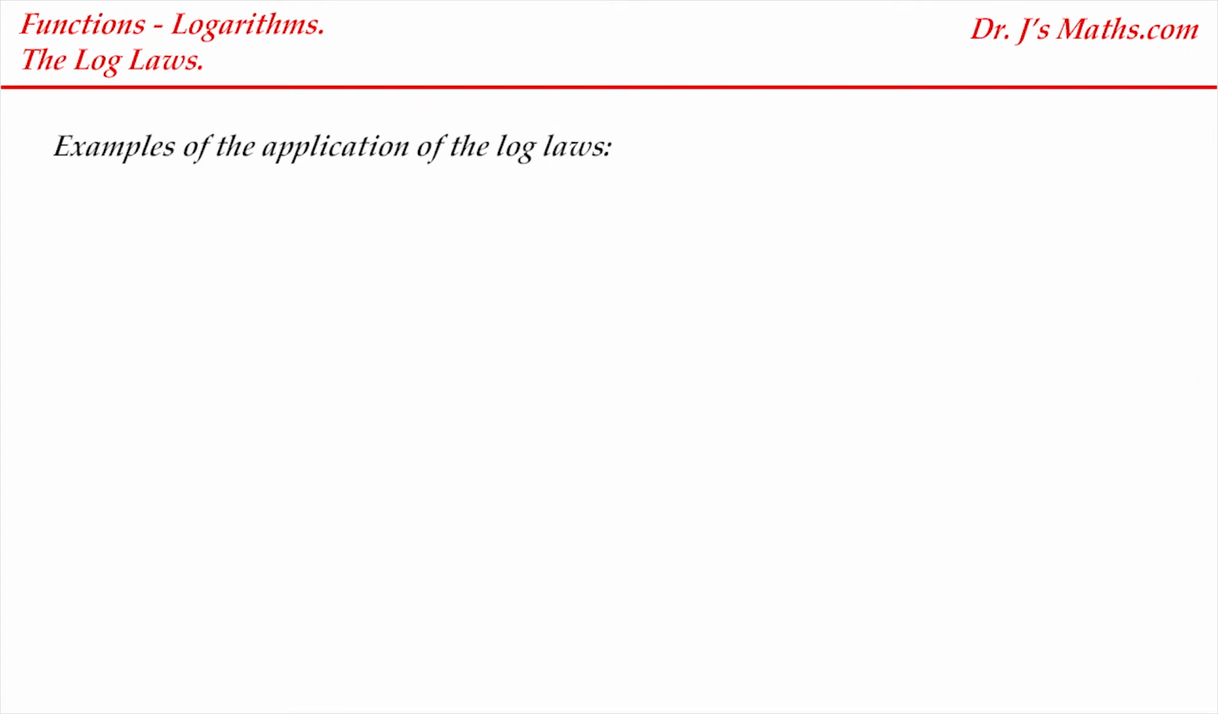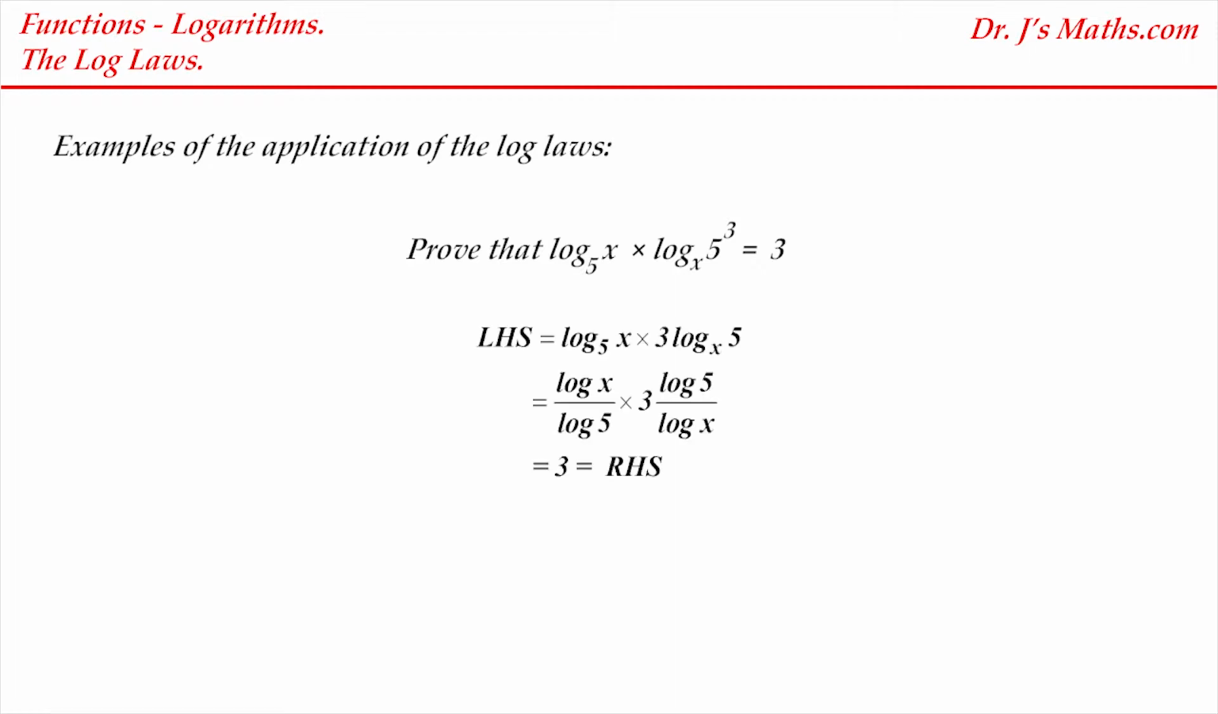Now some quick examples. Log of x to the base 5 times log 5 cubed to the base x, we have to prove to be equal to 3. Now the left-hand side, our first step is to get rid of that index. So log of x to the base 5 times 3 log 5 to the base x. Now we're going to change our base. So log of x to some base over log of 5 to the same base times 3. And then log 5 over log x to the same base as we started with. Equals, now the log x's cancel out, the log 5's cancel out, so we're left with 3, which is equal to the right-hand side.